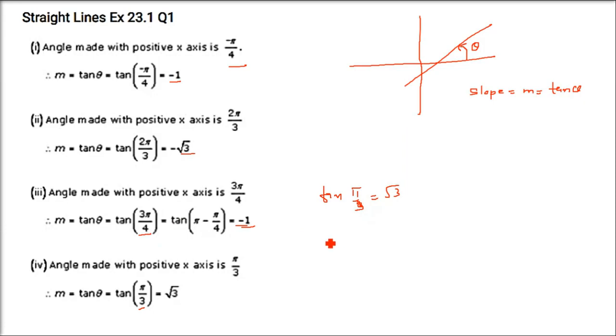Let me tell you this one again, because this type of question may come. This is tan 3 pi by 4, or you may have tan 2 pi by 3. First you have to turn it into a form we know. Tan of pi minus pi by 4, where pi minus pi by 4 is always 3 pi by 4. Tan of pi minus theta is minus tan theta, so it will be minus tan pi by 4. Tan pi by 4 is 1, so it will be minus 1.